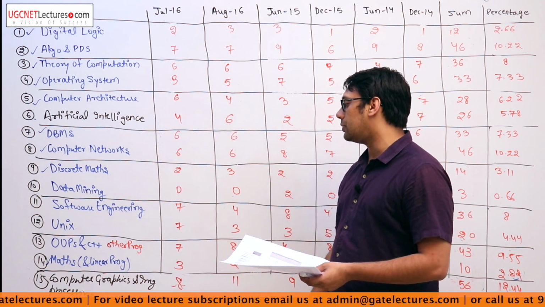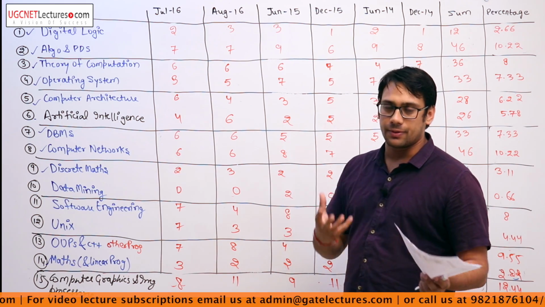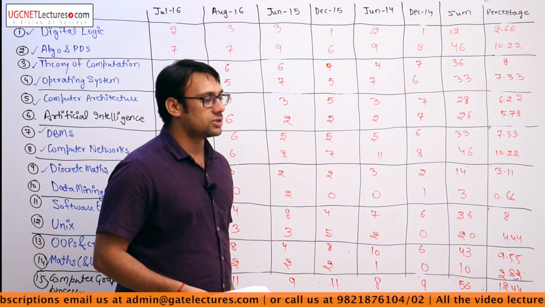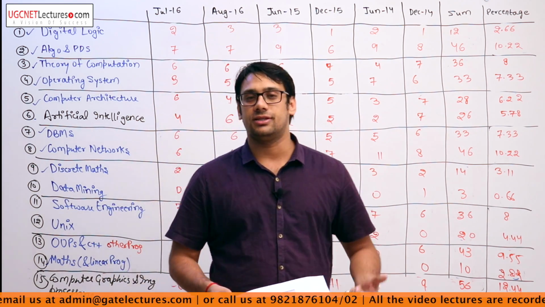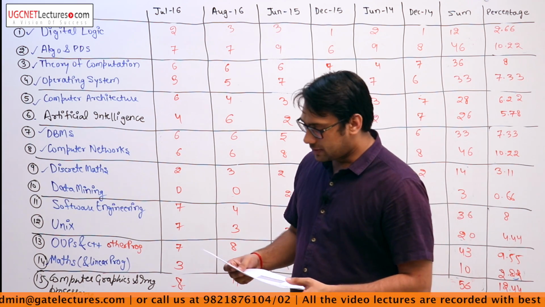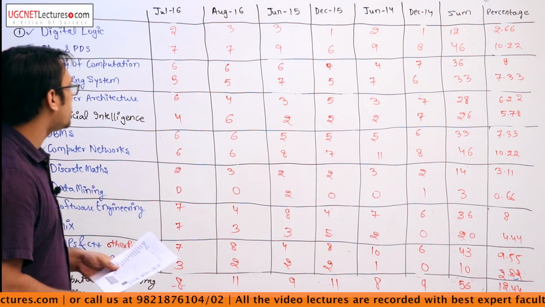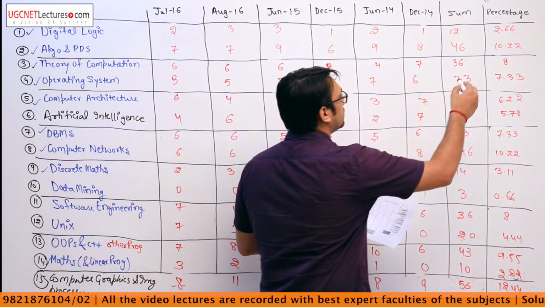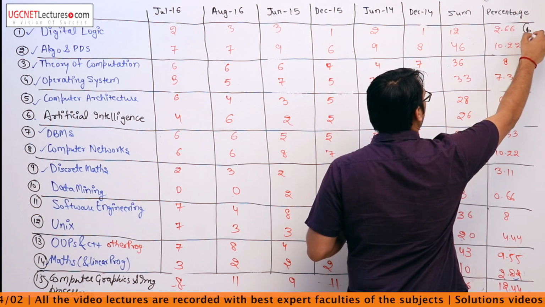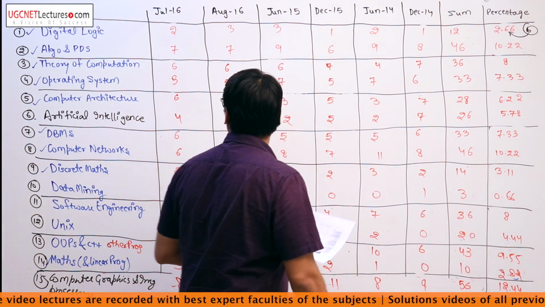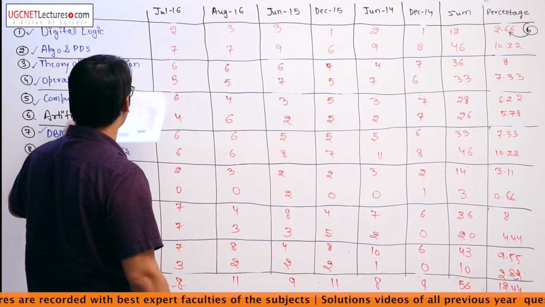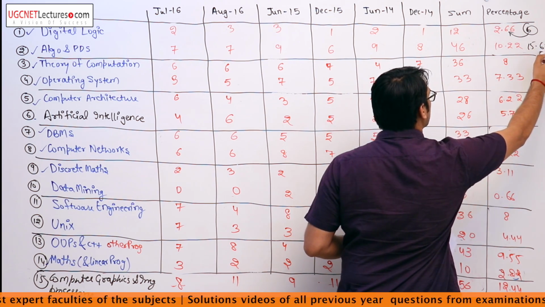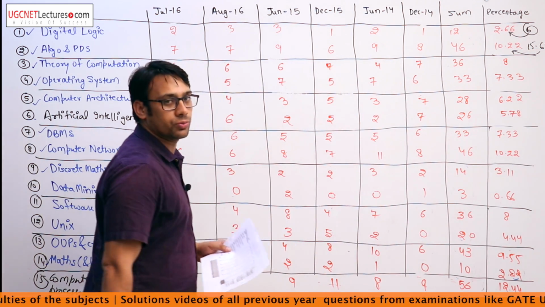All the subjects which are written in blue color are in paper 2 as well as in paper 3. The only difference is the percentage of marks that these subjects are contributing. Now in paper 2 of the UGC-NET examination, the digital logic subject was 6%. Now it changed to 2.6%. Then we have algorithms and programming data structures, it was 15.66%, it is now changed to 10.22%.